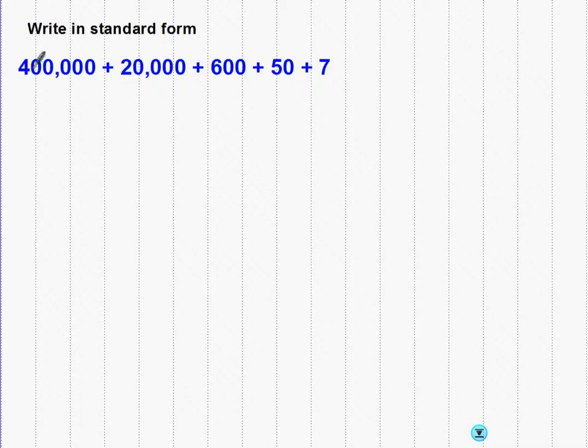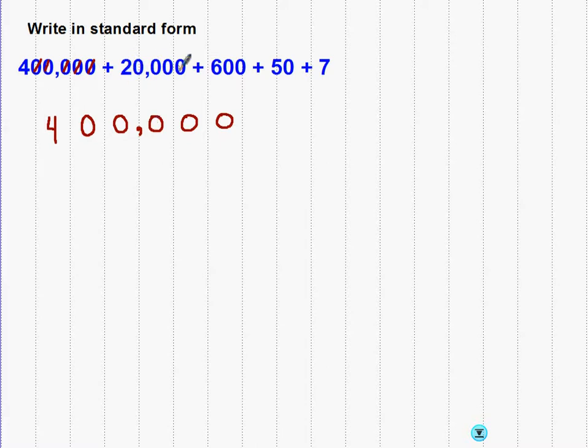We're going to start here at our highest place, which is 400,000. And I'm going to put my 4 right here. And then I'm going to count my zeros. 1, 2, 3, 4, 5. And then come down here, put those 5 zeros, one to a column. 1, 2, 3, 4, 5. I'm just going to put our commas in.